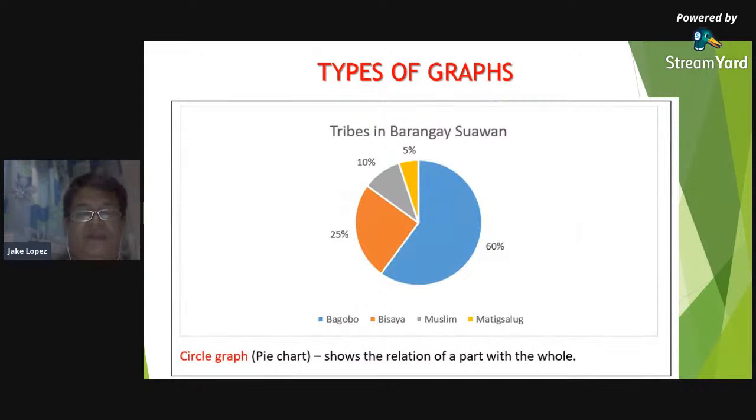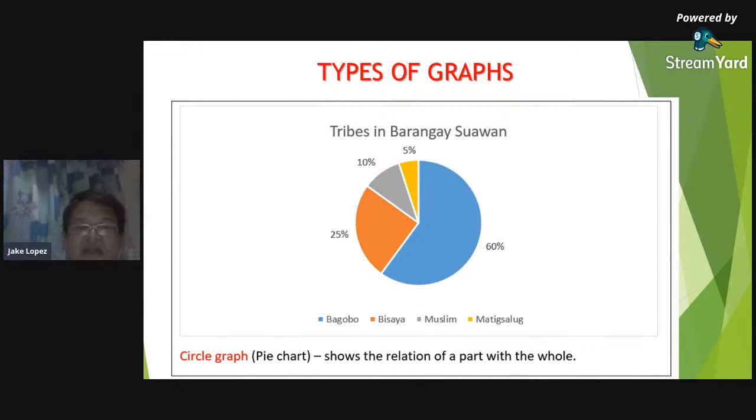So third rather, we have the circle graph. So ito yung circle, and makikita natin it's like a pie, no? So that's why it's called also a pie chart. It shows the relation of a part with a whole. So meaning, ito 5% is relative to the other percentages here in the circle. So that makes it 100%. So if you add it, it should be 100%.